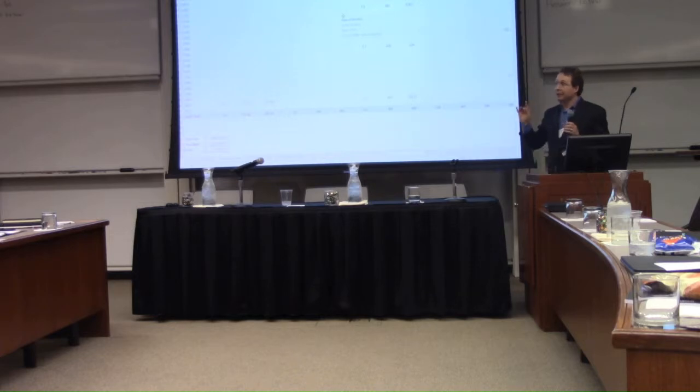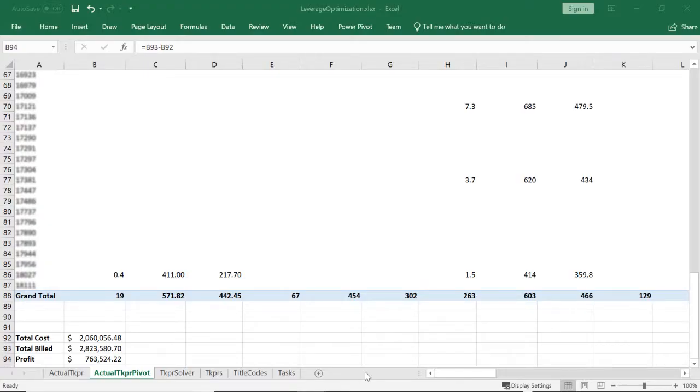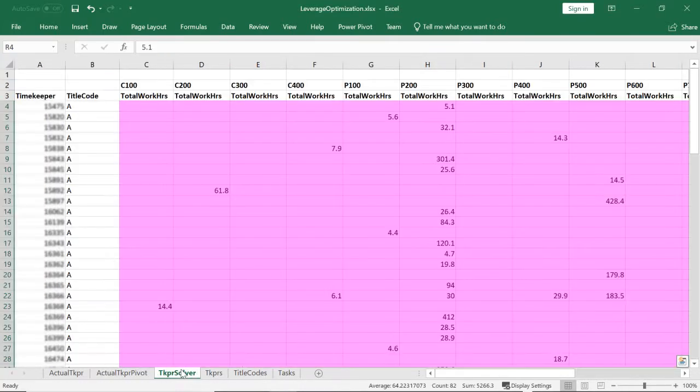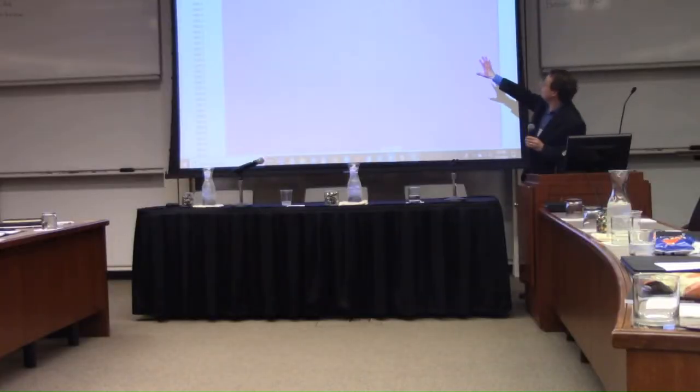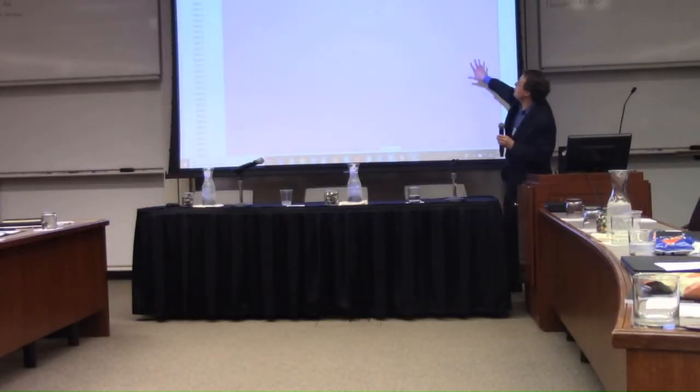Now, I'm going to bring this into OpenSolver. I'm going to show you how this works. I've got the same pivoted spreadsheet, but now I'm in Solver. And so what I've done is I've set up our decision space, which is the number of work hours each attorney is going to work on.